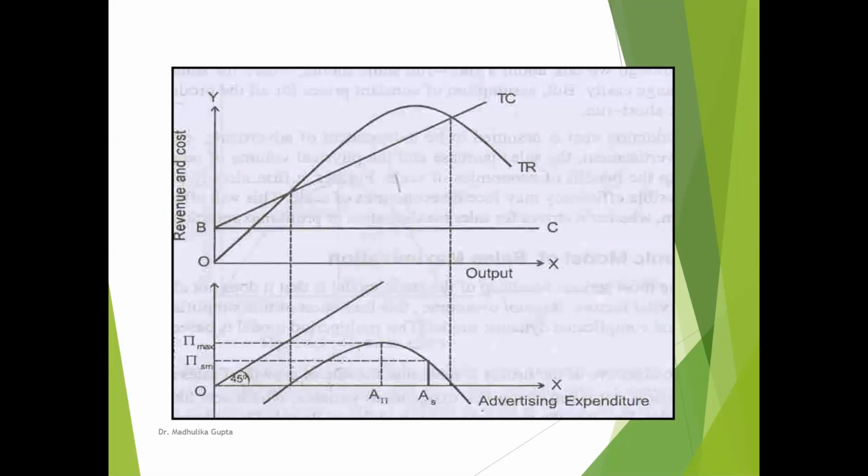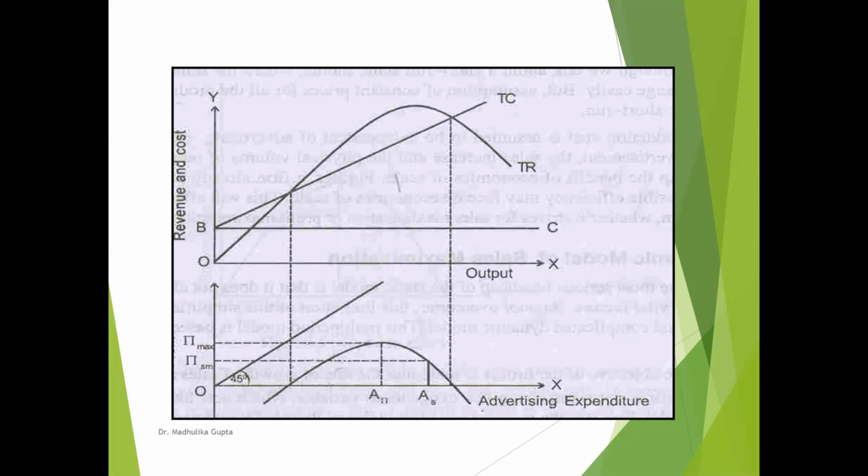As you all know, TC is total cost. Now, can you see the BC line, the horizontal line? It is production cost. TR is total revenue, pi is profit, that is TR minus TC. Total revenue minus total cost is profit. Pi max is maximum profit. Pi SM is sales maximization profit. On the x-axis, A pi is the advertisement expenditure incurred by a profit maximizer, and AS is the advertisement expenditure incurred by a sales maximizer. Now, this implies that with an increase in advertisement expenditure, total cost, sales revenue, and hence profit all increase proportionately, right?